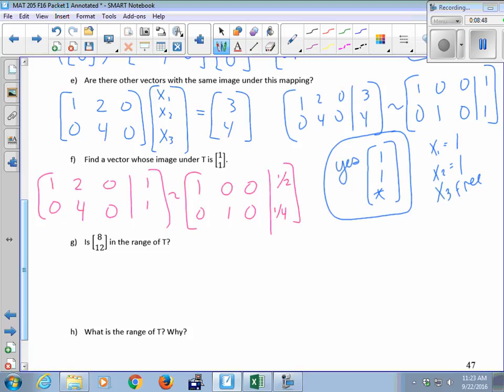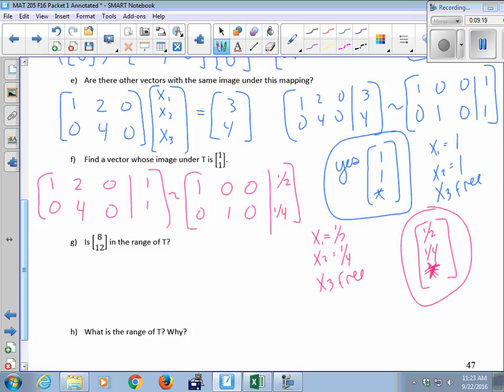Okay, so this says x1 is 1/2, x2 is 1/4, and x3 is free, because again, there's no pivot in the x3 column. So sure, I could come up with a vector, 1/2, 1/4, anything, right? It's just a little asterisk that your book uses to mean anything. Okay. So any vector that looks like that would have its image as 1, 1.